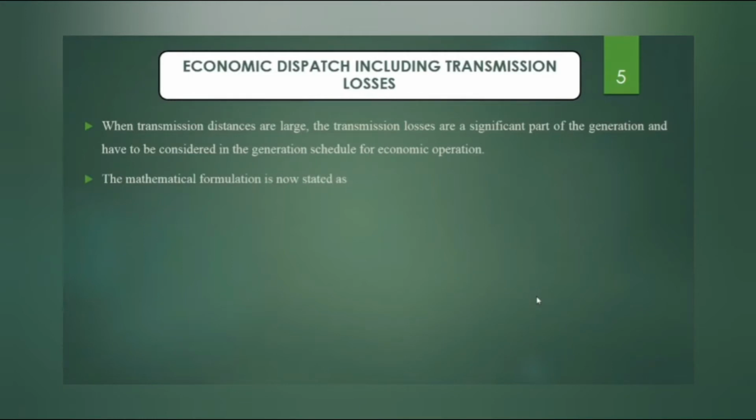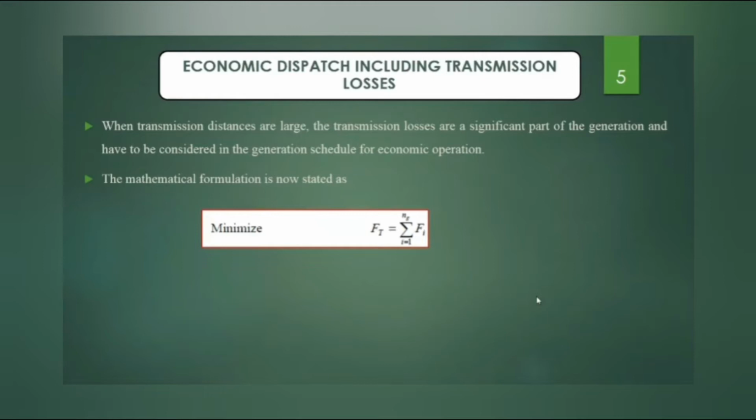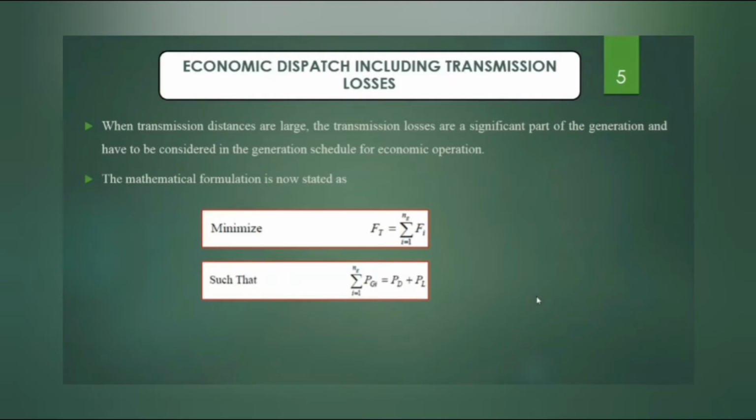The mathematical formulation of economic dispatch, including transmission losses: our objective is to minimize F_T, where F_T is the total fuel cost of generation, equal to sigma i equal to 1 to NG of F_i, where NG is the number of generators, such that sigma i equal to 1 to NG of PGi equals PD plus PL, where PG is total power generation, PD is total power demand, and PL is total transmission losses of our system.